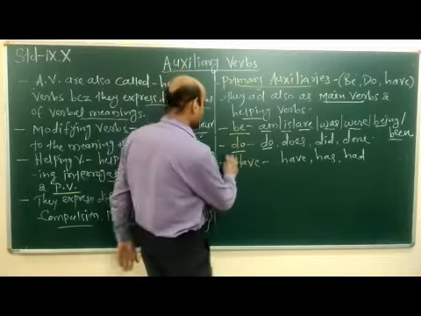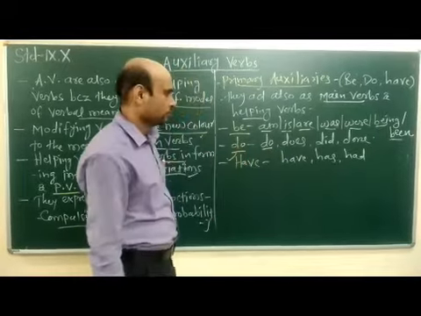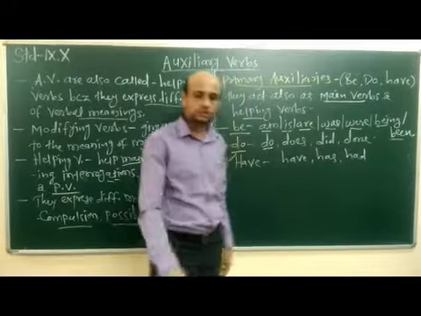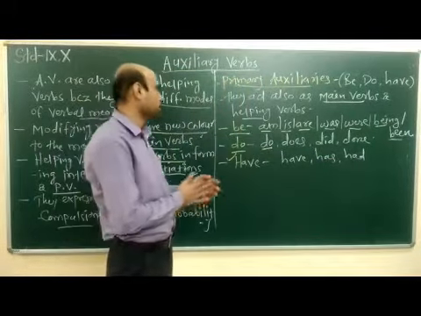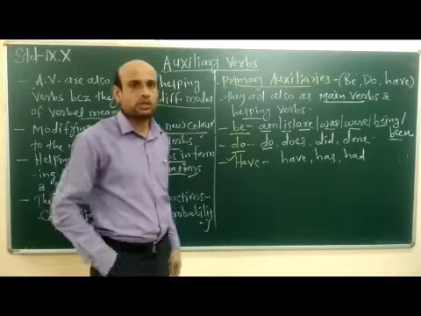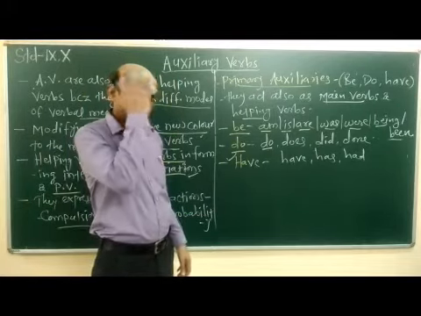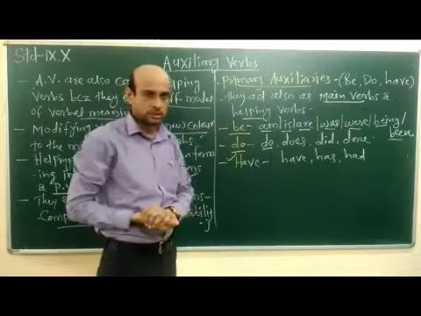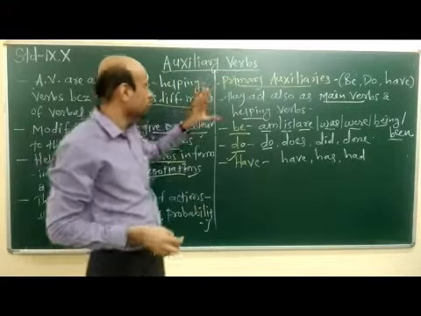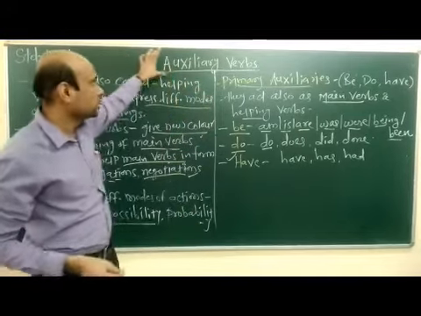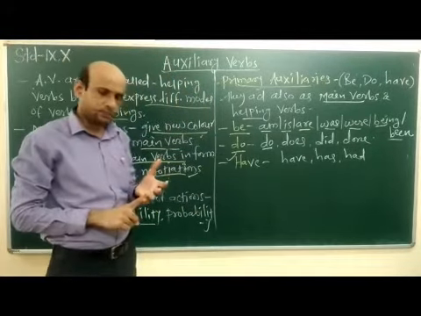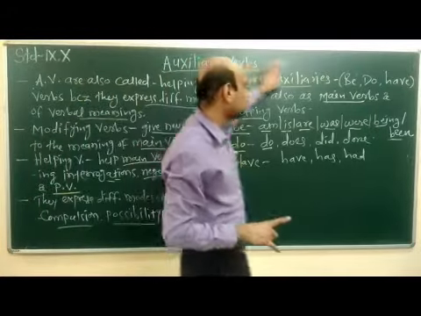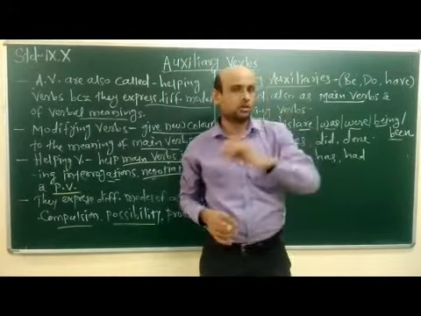Clear? Next one is have. What are the forms? Have, has, had. So these are the forms of this primary auxiliary, have, which we can use for different purposes, intentions or reasons. So in this way, auxiliary verbs have two types: the first one is primary auxiliaries, the second one is modal auxiliaries.